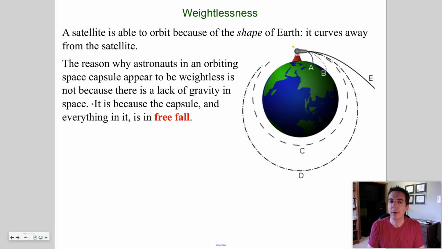But if you think about it, if there's no gravity there, then how come the satellite keeps on orbiting the Earth? How come, if it's got inertia, it doesn't just fly off into space? It's held there by gravity. There's plenty of gravity. Let's say a satellite orbits at a height of the order of 500 kilometers above the surface of the Earth.